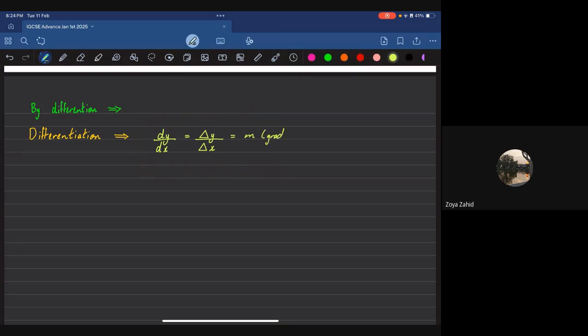All right. Is this clear? Is there anyone who has any questions regarding this? Now, how do you differentiate? Let's move on with that.